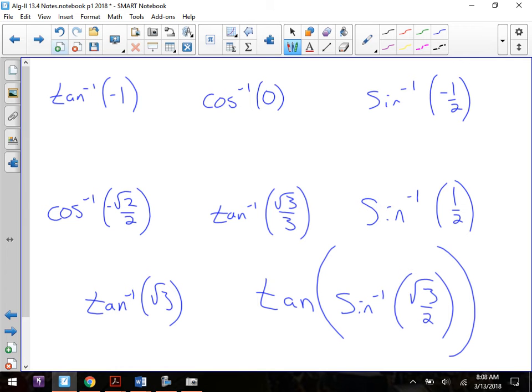So let's do this. I've got seven of them that are "what angle has" and then the eighth one is "what is the tangent of what angle has?" Now remember, that last one just says, what is the tangent of what angle has? So you would see the inverse of that. Because if you do a double inverse, then you wind up being out of boundary and you can't make a lot of this work. Okay.